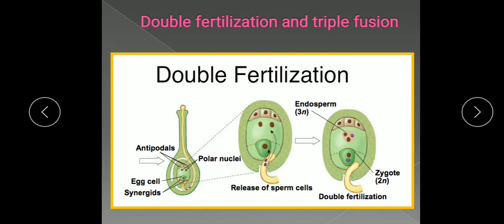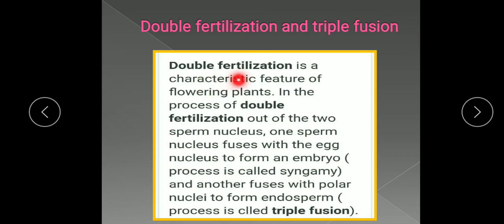Now this double fertilization and triple fusion is the characteristic feature of the flowering plant, as this process involves the fusion of two male gametes separately, one with the egg cell and the other with the secondary nucleus. This process is known as double fertilization, and since three nuclei are involved in this fusion, it is known as the triple fusion. So understood, children? Double fertilization is a characteristic feature of the flowering plant.